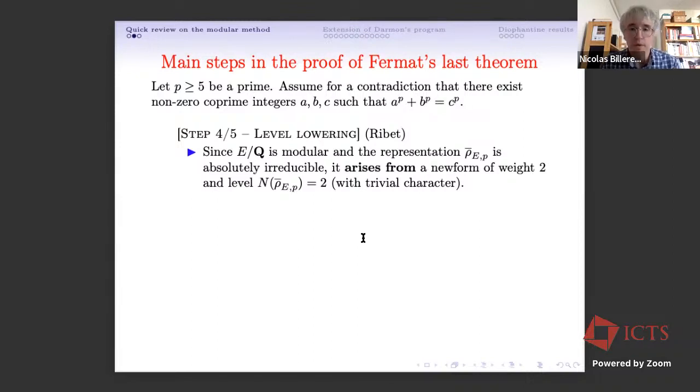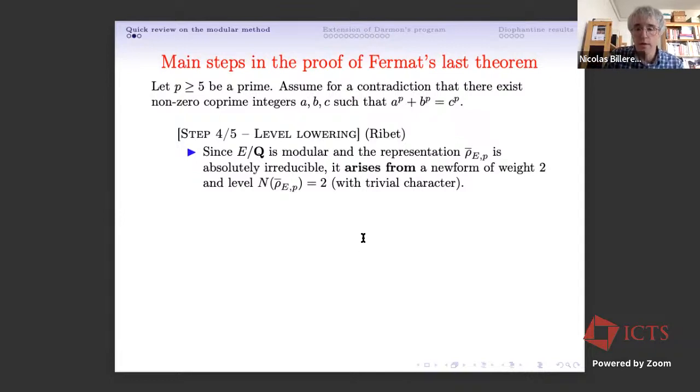Fourth step, the level lowering step. That's due to Ribet, and Ribet's theorem has two assumptions. The first is that you have to consider an irreducible representation that follows from the previous step, step 3, and it has to correspond to a modular form. That follows from step 2, when we have proved that E over Q is modular. That implies in particular that the mod P representation itself is modular.